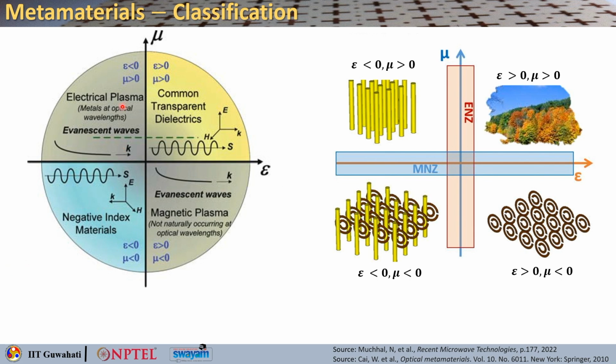Then you go to the second quadrant, or the top left quadrant. Here the material has negative permittivity, but positive permeability.